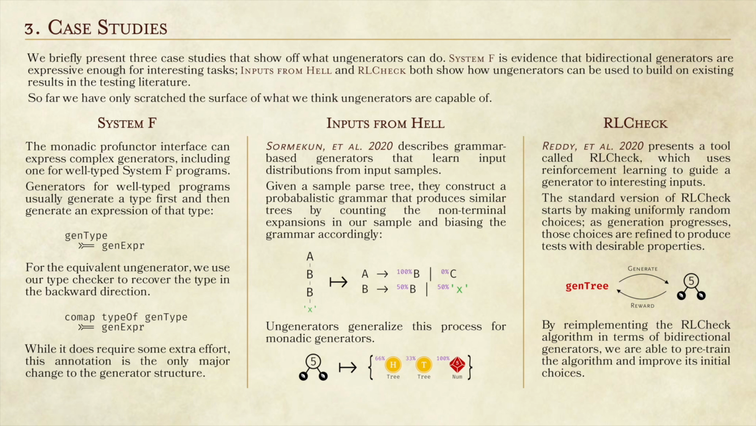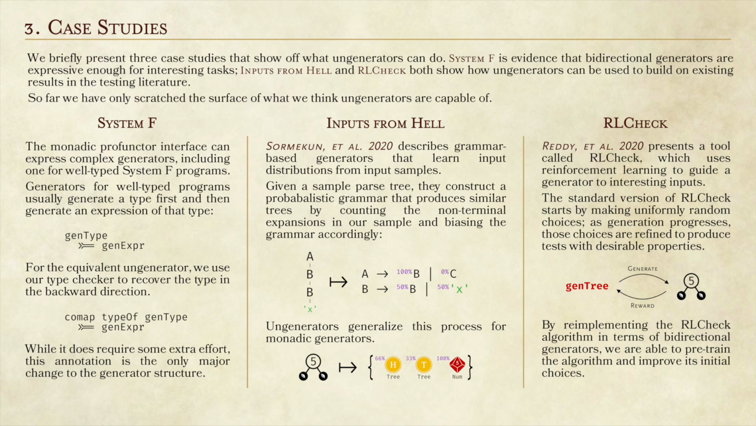And unfortunately, that means there's no hope we could use this with a generator for well-typed System F terms, for example. This is where ungenerators come in. We can mimic the Inputs from Hell algorithm by ungenerating the hand-picked inputs to produce a distribution of choices, and then making choices according to that distribution.